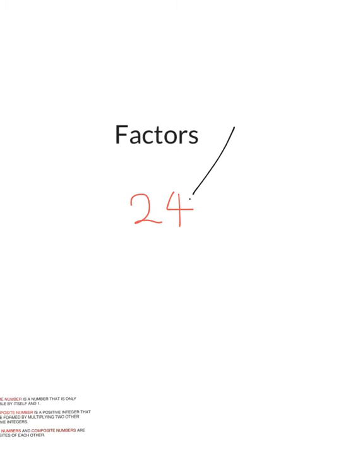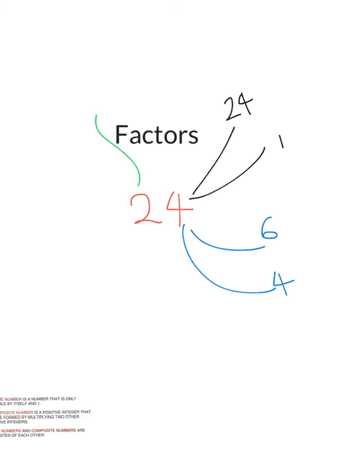So we're going to start over here with the black lines, 24 and 1. They're both factors because 1 times 24 is 24. Over here, we're going to do another factor. We're going to do 6 and we're going to do 4 because 6 times 4 is 24. Over here, we're going to do 2 and 12 because 2 times 12 equals 24. And finally, down here, we're going to do 3 and 8. They're all factors of 24.